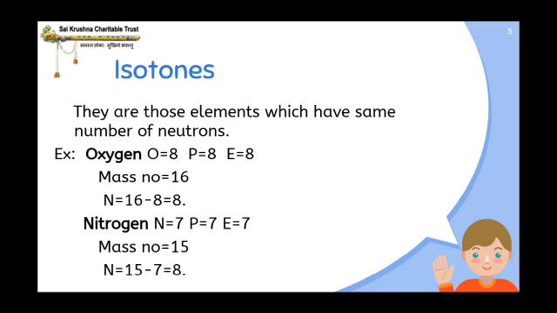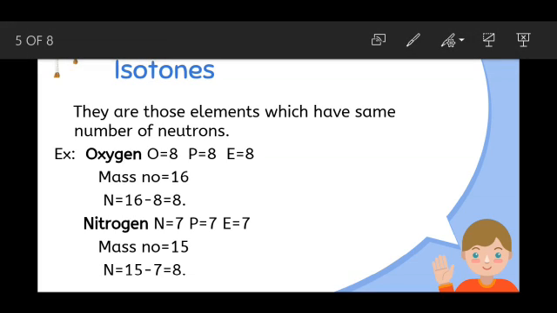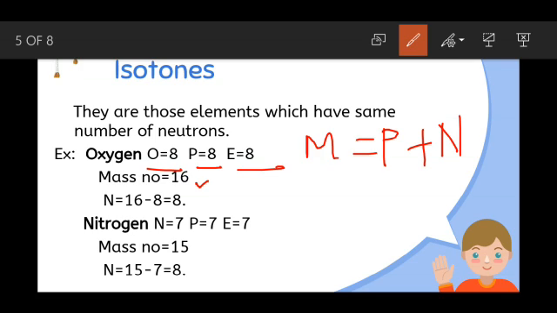The last definition is isotones. What do you mean by isotones? Isotones are those elements which have the same number of neutrons. How can you get the number of neutrons? Once you know the mass number and the atomic number, when you subtract those two you get the number of neutrons. Let's take an example of oxygen. Oxygen's atomic number is 8, which means the number of protons is 8 and the number of electrons is also 8. The mass number is 16, and mass number is protons plus neutrons.